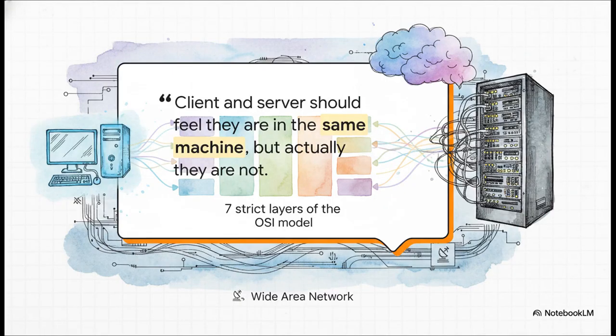And that brings us full circle to this brilliant quote that perfectly summarizes our explainer today. The functionality of a computer network is that the client and server should feel that they are present in the same machine, but actually they are not. Whether your data is passing through the 7 strict layers of the OSI model or traveling across a massively expensive wide area network, the ultimate goal of all this complexity is that amazing abstraction illusion. We just want a totally frictionless experience for the user.